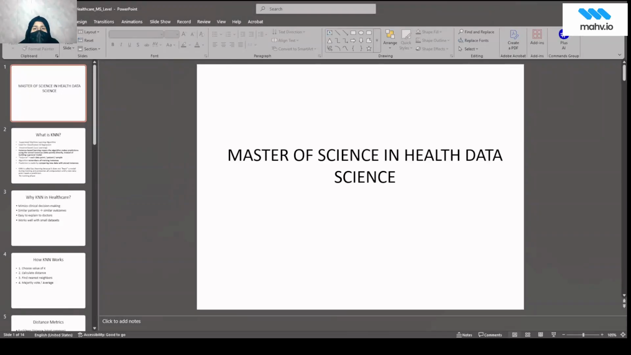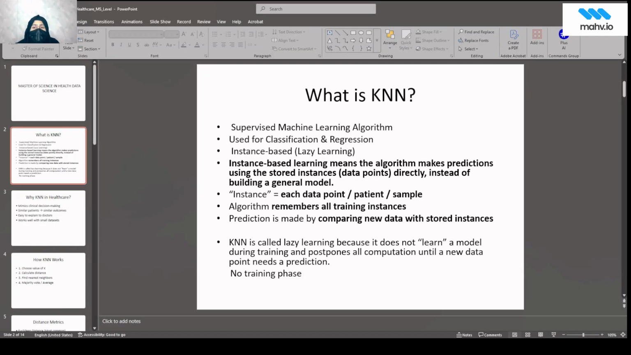Good morning, everyone. Today we will start the next topic of our chapter, that is K nearest neighbor. Basically, KNN, K nearest neighbor, is a supervised machine learning algorithm, in which labels are mentioned. It is used for both tasks, classification as well as regression.